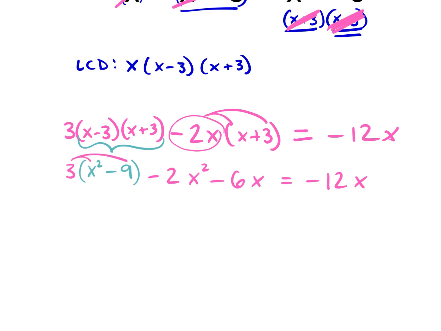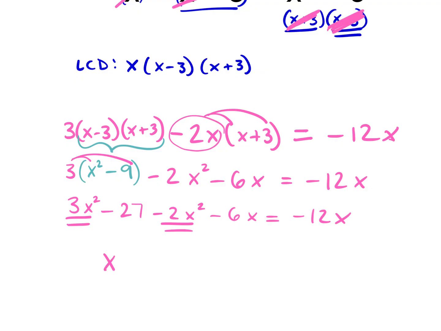And then next we can distribute this one. So 3x squared minus, this would be 27, minus 2x squared minus 6x equals negative 12x. What do you think we would do next to solve? Combine like terms. Perfect. So I can combine my x squareds. So 3x squared minus 2x squared would be just x squared. I'm going to move the x over, so I'm going to add 12x to move it to the other side. So negative 6x plus 12x would be 6x. And then minus 27 equals 0.